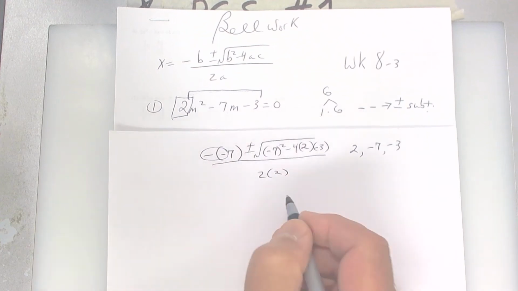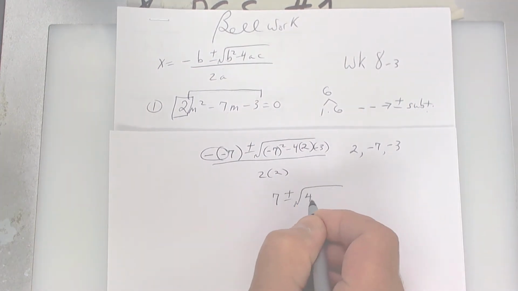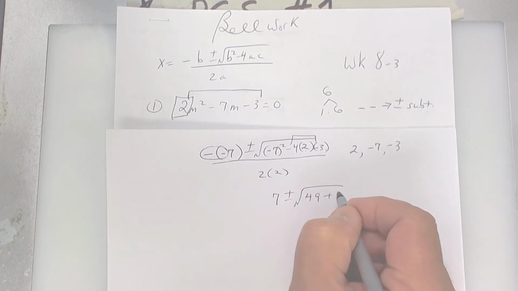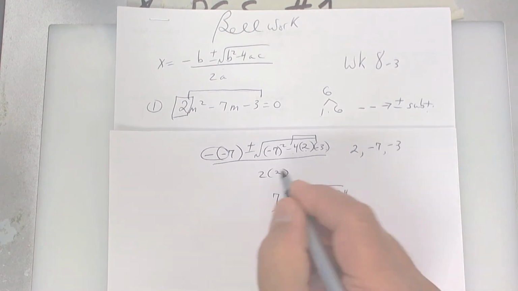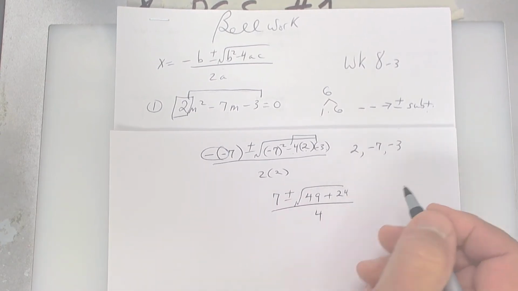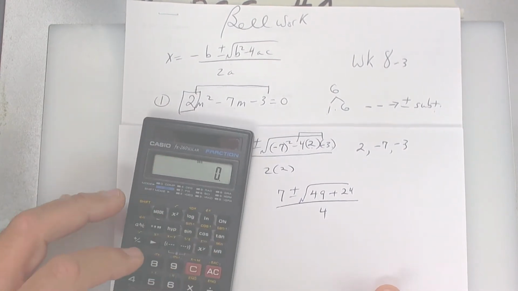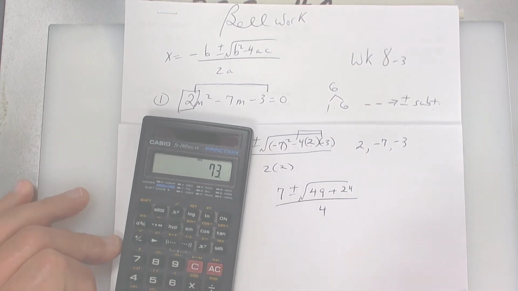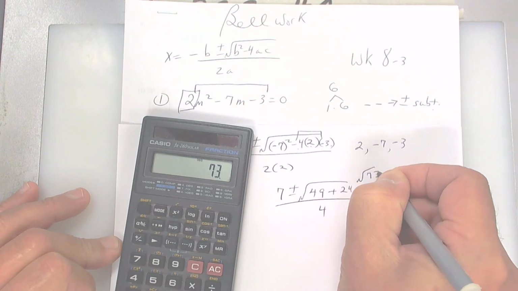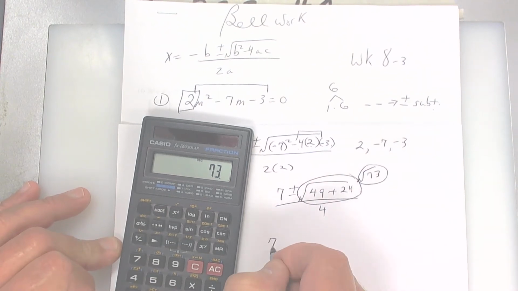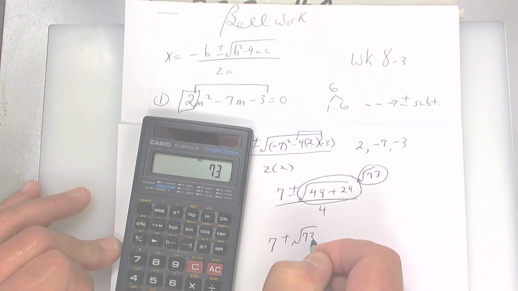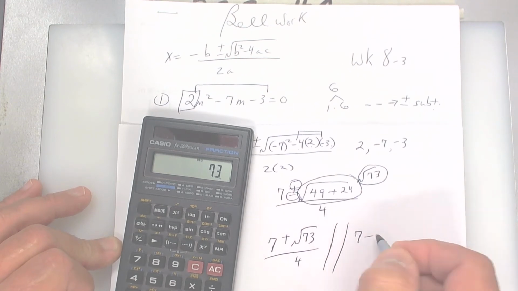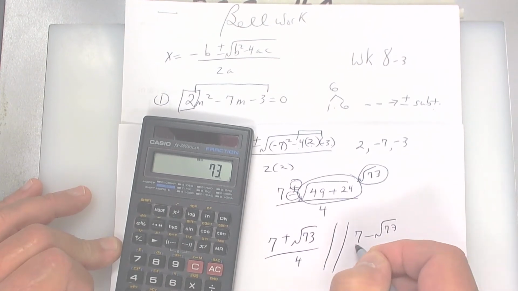Let's take a look here. This becomes a plus. That gives you 49. This becomes a plus. That's 8 times 3, that's 24. And then down here you get a 4. Now, I'm not sure that this is going to be a perfect square, so let's add it up. 49 plus 24. That gives me 73. So this is going to be the square root of 73 right here. So you're going to have 7 plus the square root of 73 divided by 4. There's your plus. And then you're going to have 7 minus the square root of 73 divided by 4.